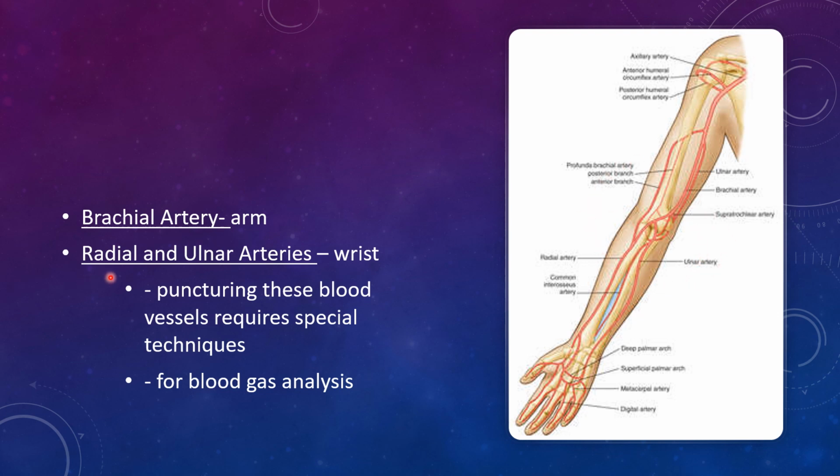Next, you have your radial and ulnar arteries. In radial and ulnar arteries, the extraction is done in your wrist. Puncturing these blood vessels requires special techniques. Usually, those who perform this in the radial and ulnar arteries are our respiratory therapists, who take blood from this site and send it for arterial blood gas analysis. So this site is for blood gas analysis. But if you want to get blood in this area, you need to have thorough training, at least an expertise when it comes to arterial puncture.